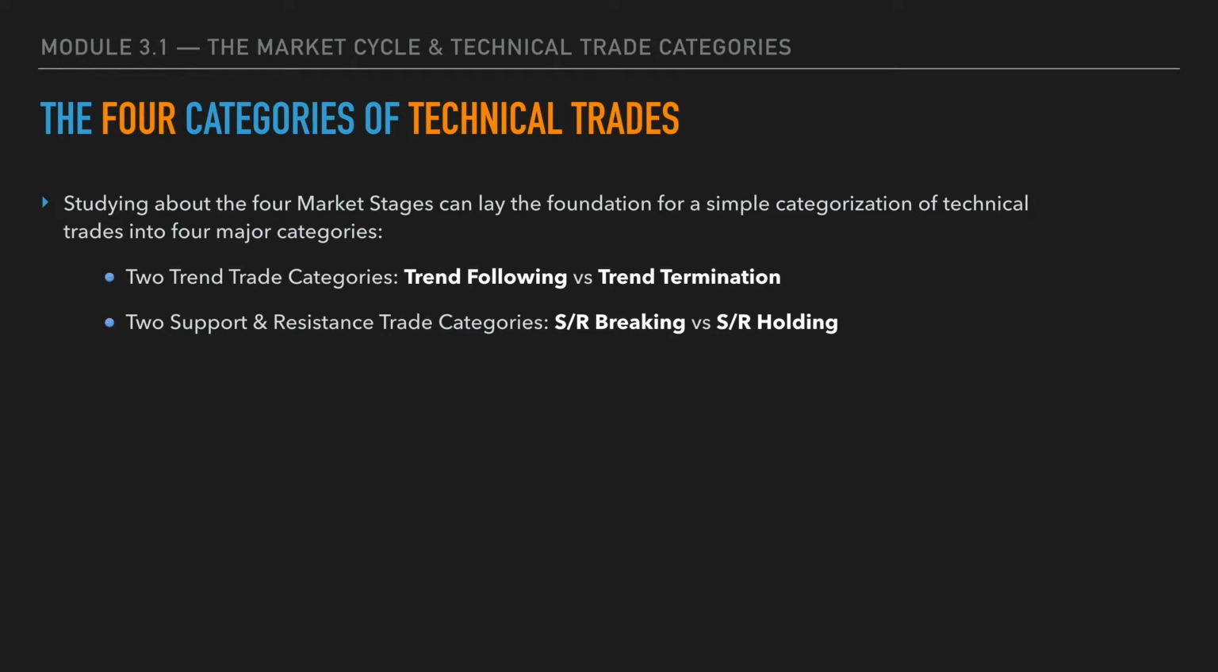These 2 categories are based on the support and resistance trade, or the range trade. So one is the trend trade, and the other one is the range trade.